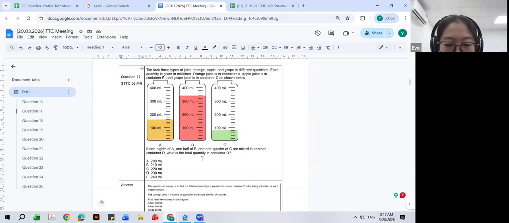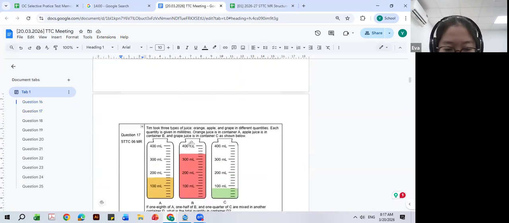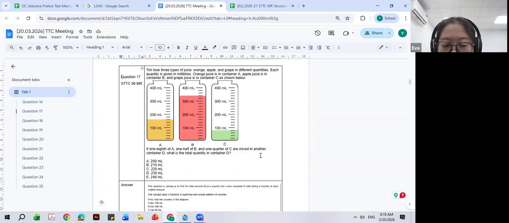We come to question number 17. We have 3 types of juice: orange, apple, and grape. And we are asked to find the quantity of container D, which is the combination of A, B, and C.